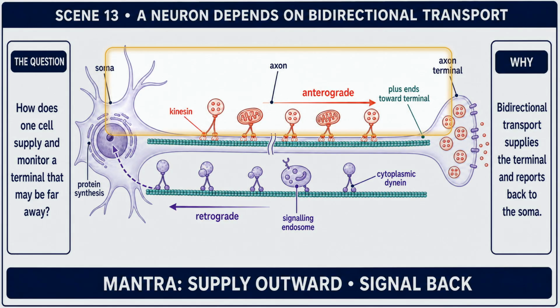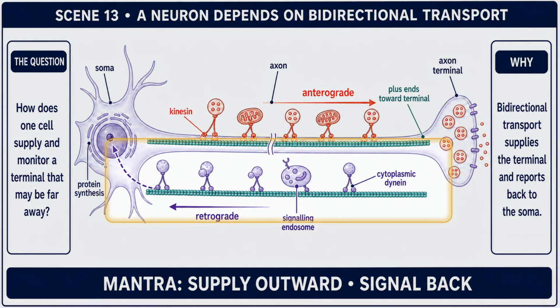In a typical axon, microtubule plus ends point toward the terminal. Kinesin, therefore, supports anterograde transport, carrying vesicles, proteins, and mitochondria outward from the soma. The terminal receives the material needed for membrane turnover, neurotransmission, and local energy production.